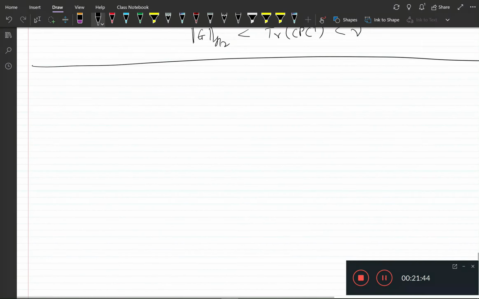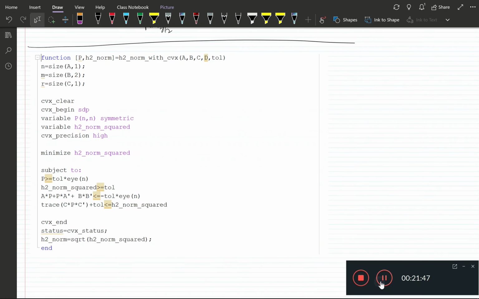And now let's look at the code. This MATLAB function takes in as input A, B, C, D and the tolerance, and gives out the P, which is the variable in the LMI, and the H2 norm. First again we compute the sizes, then we define P as a symmetric n by n matrix. We define the problem as a semi-definite program like we did before.